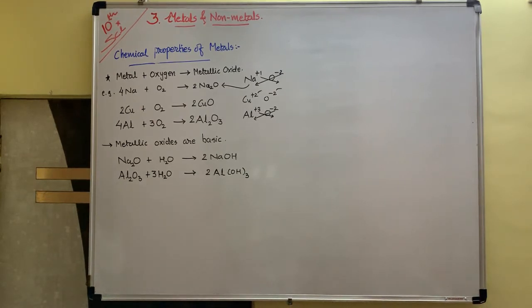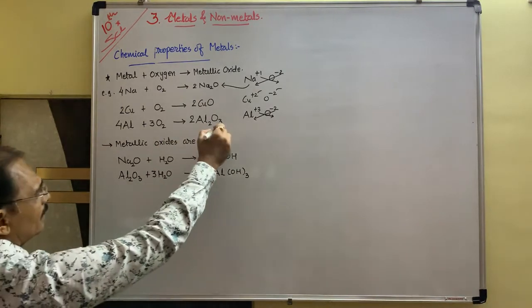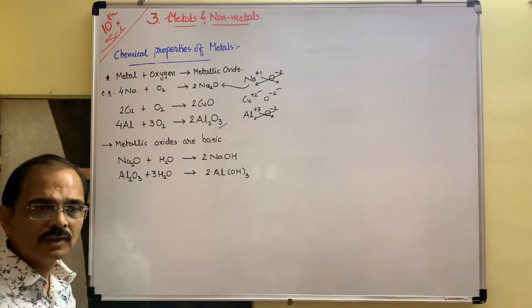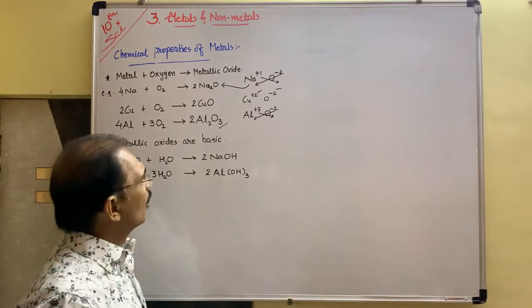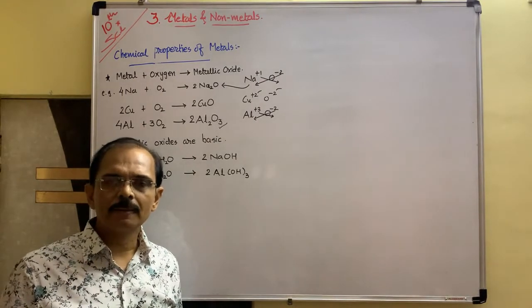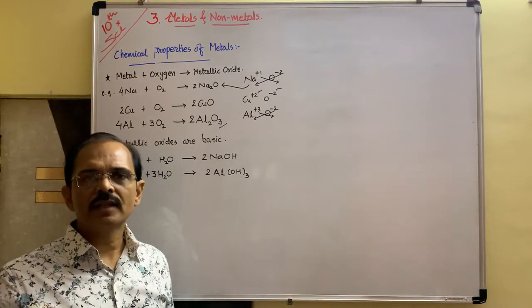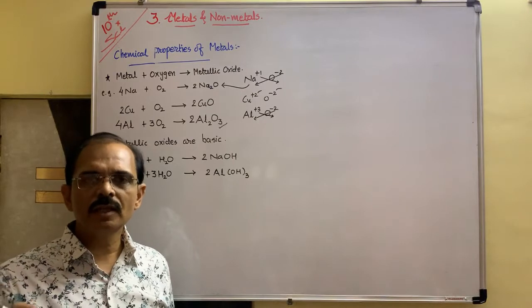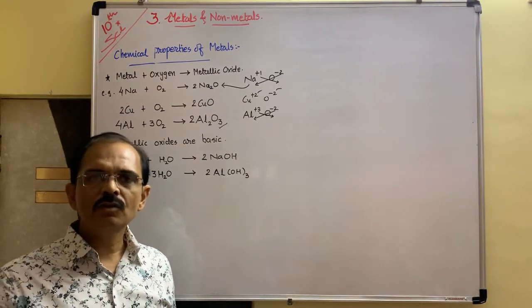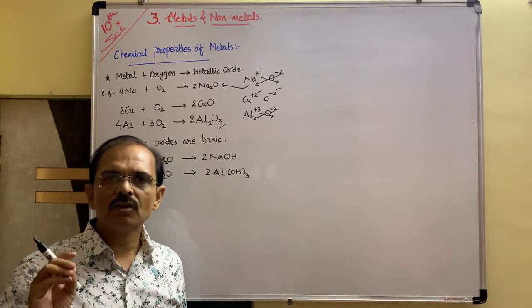Now these oxides can react with base as well as react with acid. Generally it is said that oxides are basic oxide, but some oxides are there that can react with acid as well as base. This type of oxide, like aluminium oxide and zinc oxide, are known as amphoteric oxide.